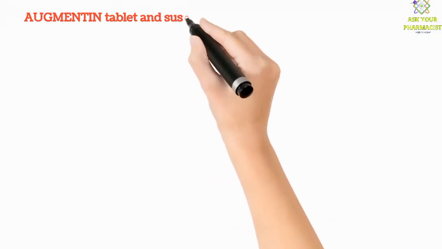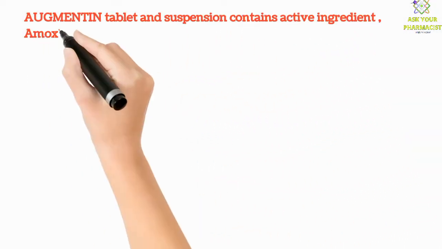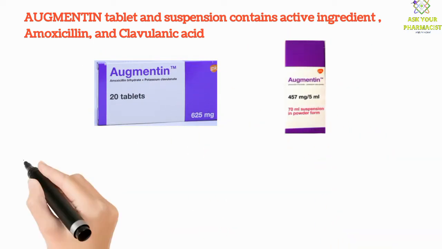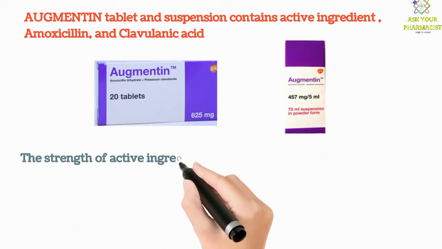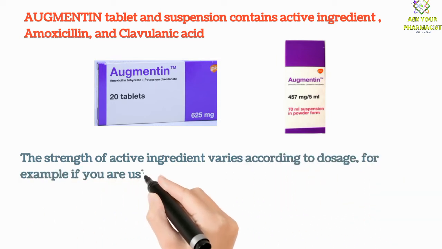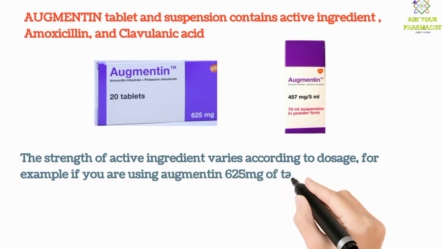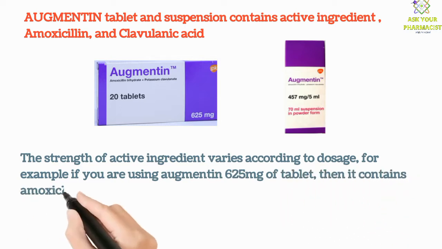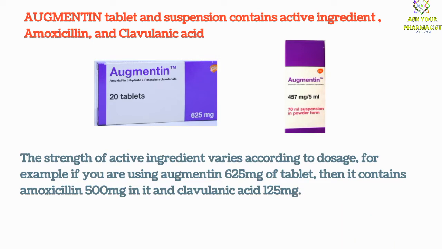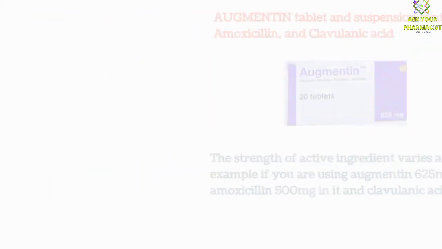Augmentin tablet and suspension contain the active ingredients amoxicillin and clavulanic acid. The strength of the active ingredient varies according to dosage. For example, if you are using Augmentin 625 mg tablet, then it contains amoxicillin 500 mg and clavulanic acid 125 mg respectively.